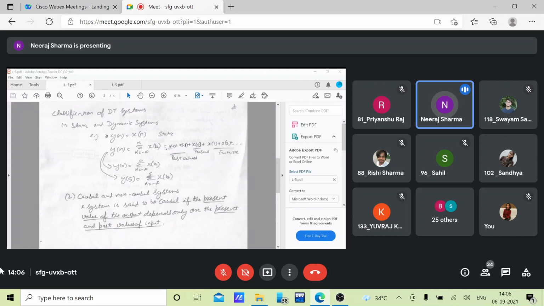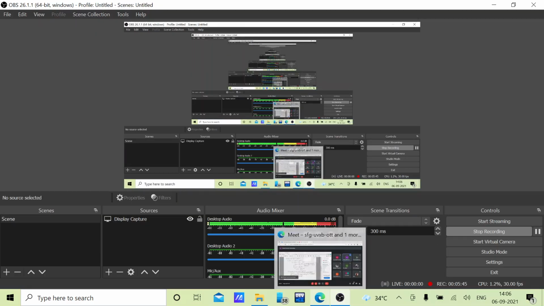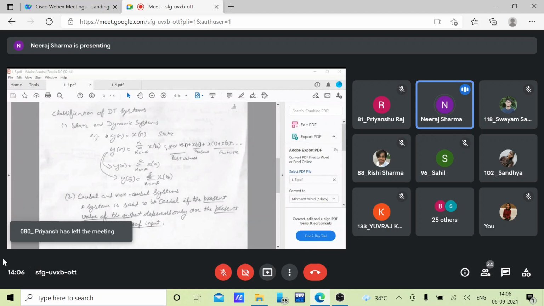If system does not have any memory component where it can store the previously applied inputs, or it can store the output because of the previously applied inputs, then you can say that the system is static. Right? So this is the difference between static and dynamic system. So if you have any question regarding the static and dynamic property of the system, then you can ask.